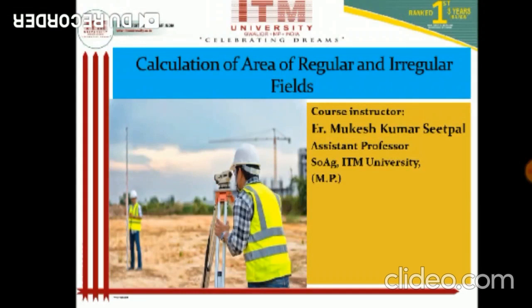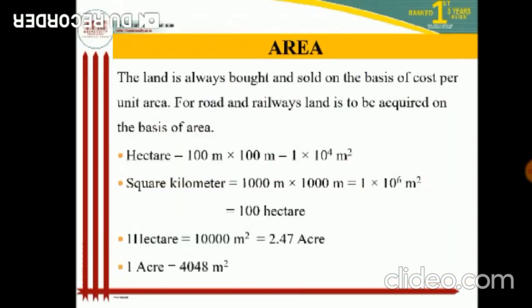Today I am going to discuss the calculation of area of regular and irregular fields. Area. Land is always bought and sold on the basis of cost per unit area, per square feet or per square meter. For roads and railways, land is to be acquired on the basis of area.